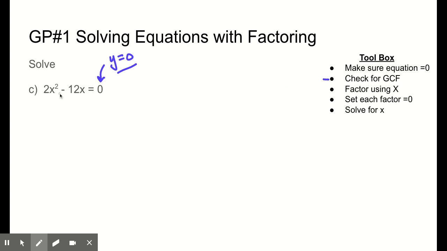So from here, 2x squared minus 12x, they're both divisible by 2, and they're both divisible by x. So I'm going to factor out 2x here, and that leaves me with x minus 6. Now at this point, I have a quadratic, but it's no longer in standard form, which means that we do not have to worry about factoring using the x for this question here, because when we factored out the GCF, it left us with our two factors. This is our factored form.